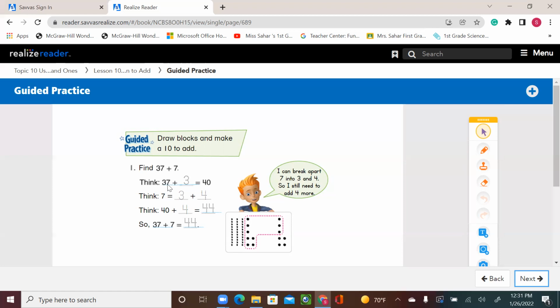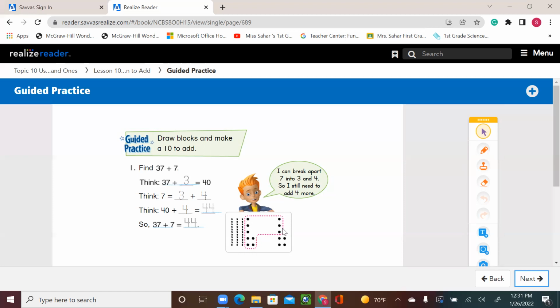So this shows here 7 equals 3 plus 4. This is when you break apart 7 into 3 plus 4. You took the first part, 37 plus 3 equals 40. 40 plus the remaining 4 equals 44. If you draw it, it's going to be even simpler and easier.